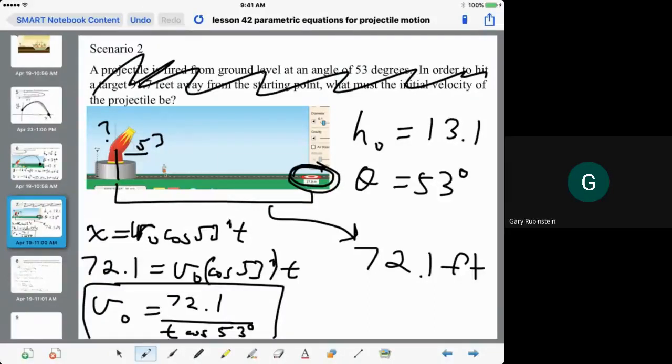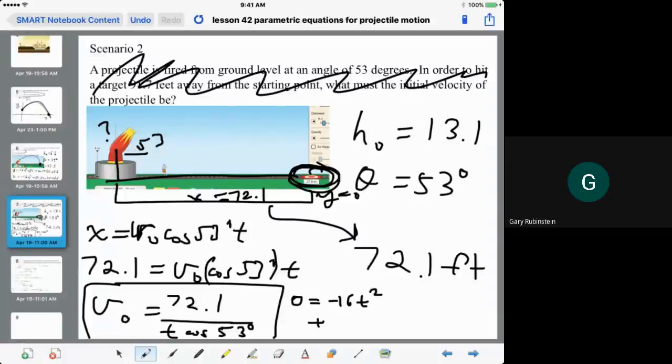Now, when it hits the target, not only is x going to be the 72.1, but since the target is on the ground, the y is going to be 0 at that moment. So we want y to be 0 at the same moment that x is 72.1. So what I'm going to do now is take the other equation, the y equation. 0 equals negative 16 t squared, I'm going to put it over here, plus.